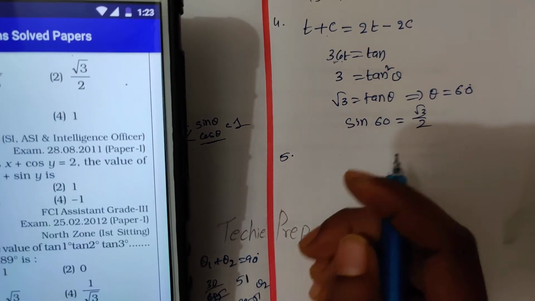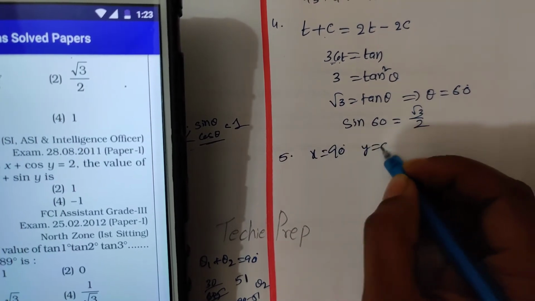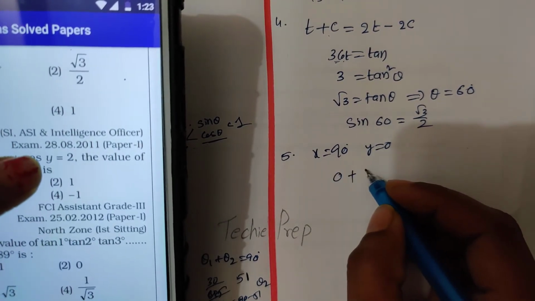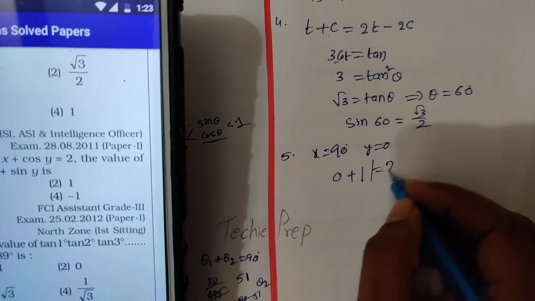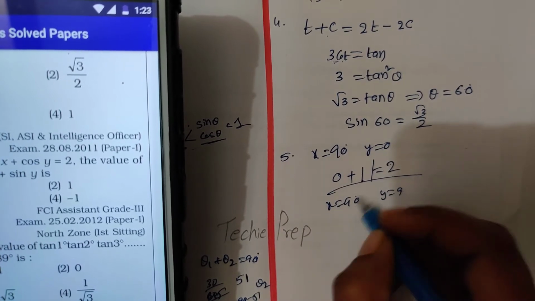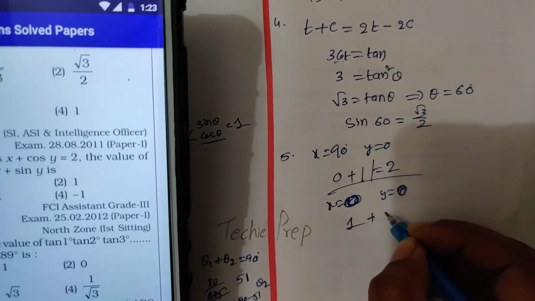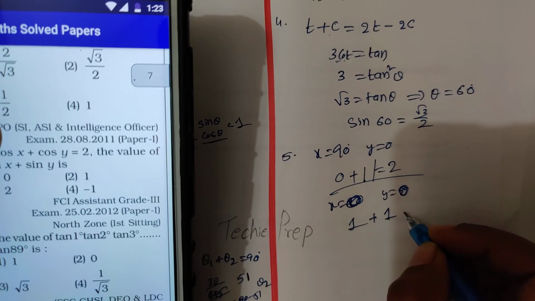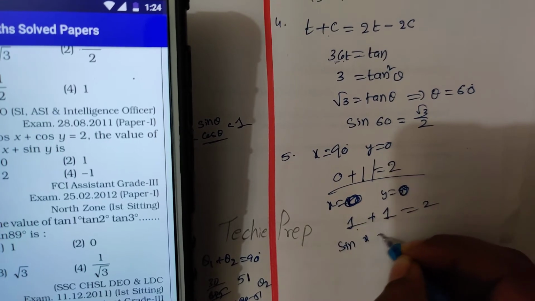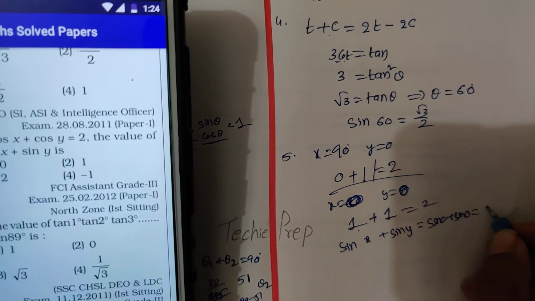Next, fifth question. Cos x plus cos y is 2. Then sin x plus sin y. Simply put some values. If x is equals to 90 degrees and y is equals to 0, cos 90 is 0 plus cos 0 is 1. So it's not equal to 2. So we have to put x equal to 0, y equal to 0. Cos 0 is 1 plus cos 0 is 1. So 1 plus 1 is 2. So sin x plus sin y equal to sin 0 plus sin 0 is equals to 0.